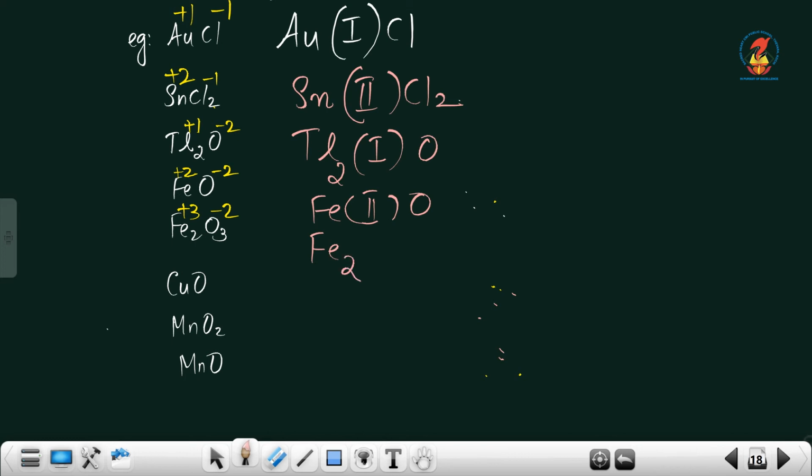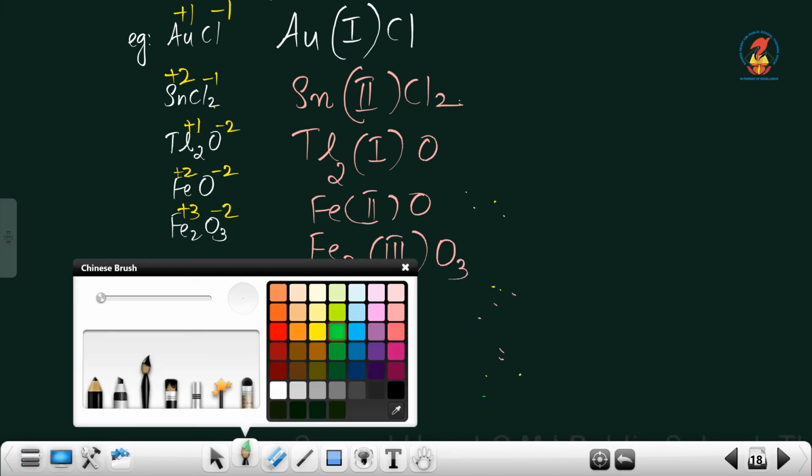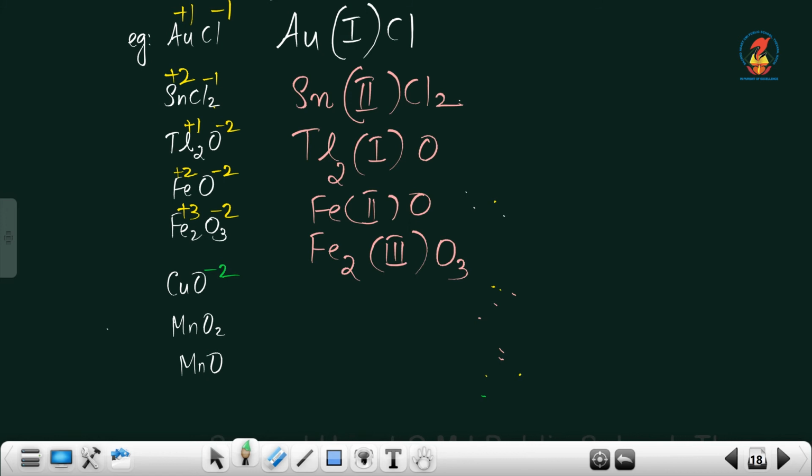Write the formula according to the molecular formula, that is Fe2. What is the oxidation state? 3, that we need to write as Roman numeral, O3. Next is copper. Oxygen is -2. So here it should be +2. So Cu2O. Next, oxygen -2, -2 into 2 is -4.